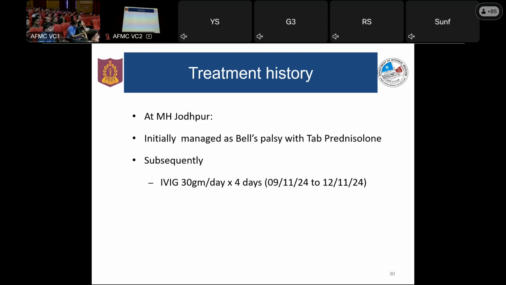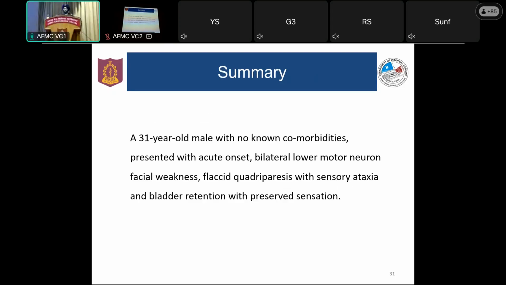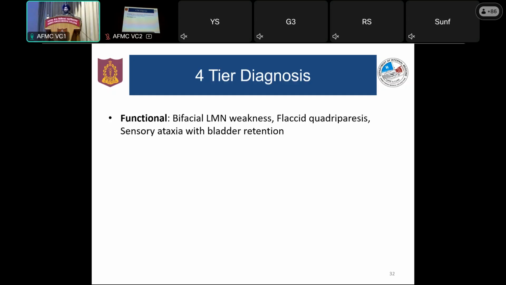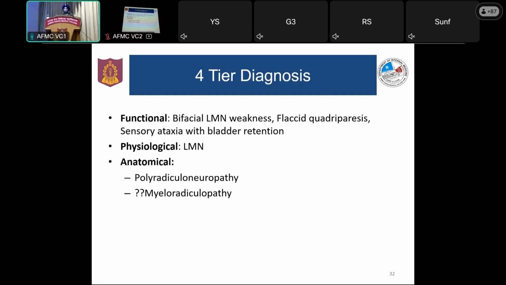So Parvinder, go ahead, summarize. 31-year-old male with no known comorbidities presented with acute onset bilateral lower motor neuron facial weakness, flaccid quadriparesis with sensory ataxia and bladder retention with preserved sensations. Go ahead. Provisional diagnosis: functional bifacial lower motor neuron weakness, flaccid quadriparesis, sensory ataxia with urinary retention, physiologically a lower motor neuron lesion, anatomically polyradiculoneuropathy or myeloradiculopathy.